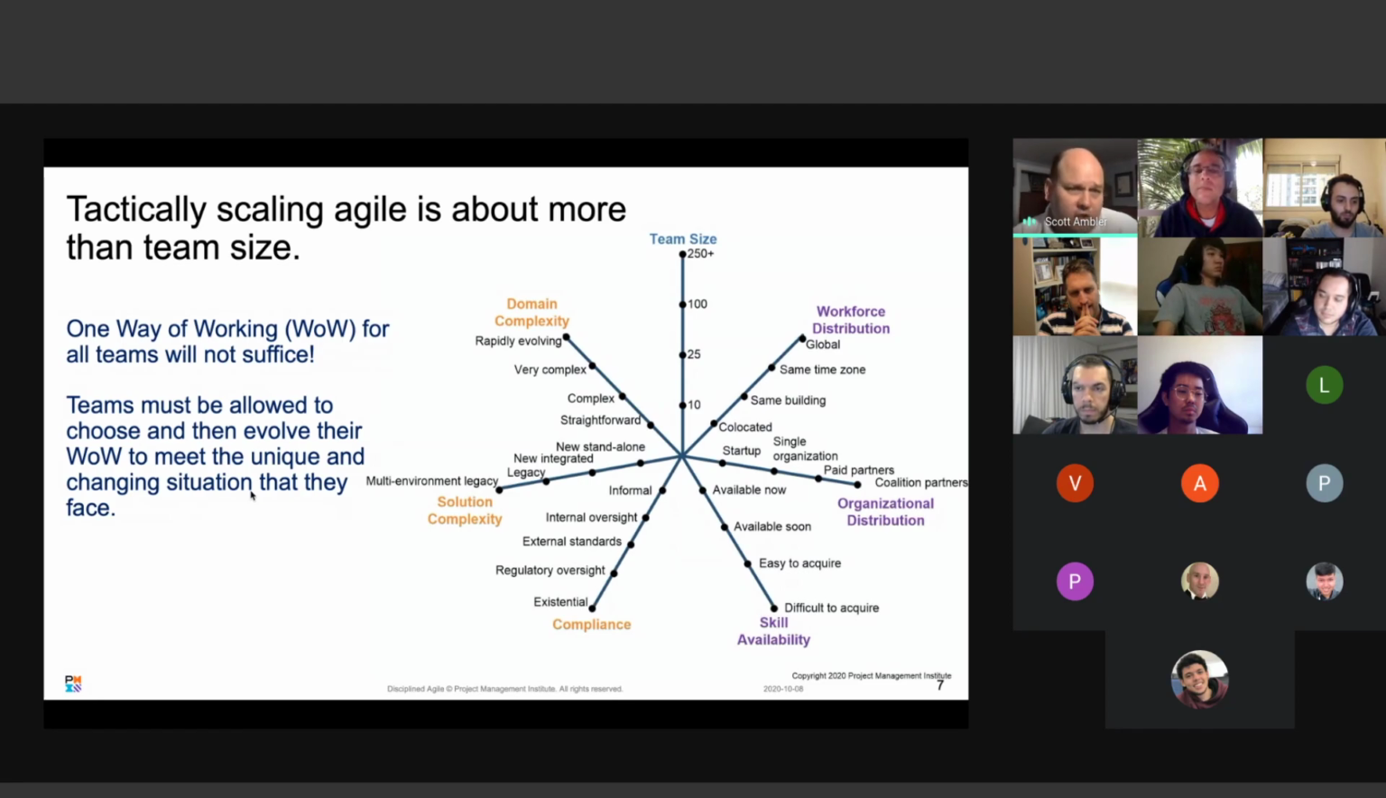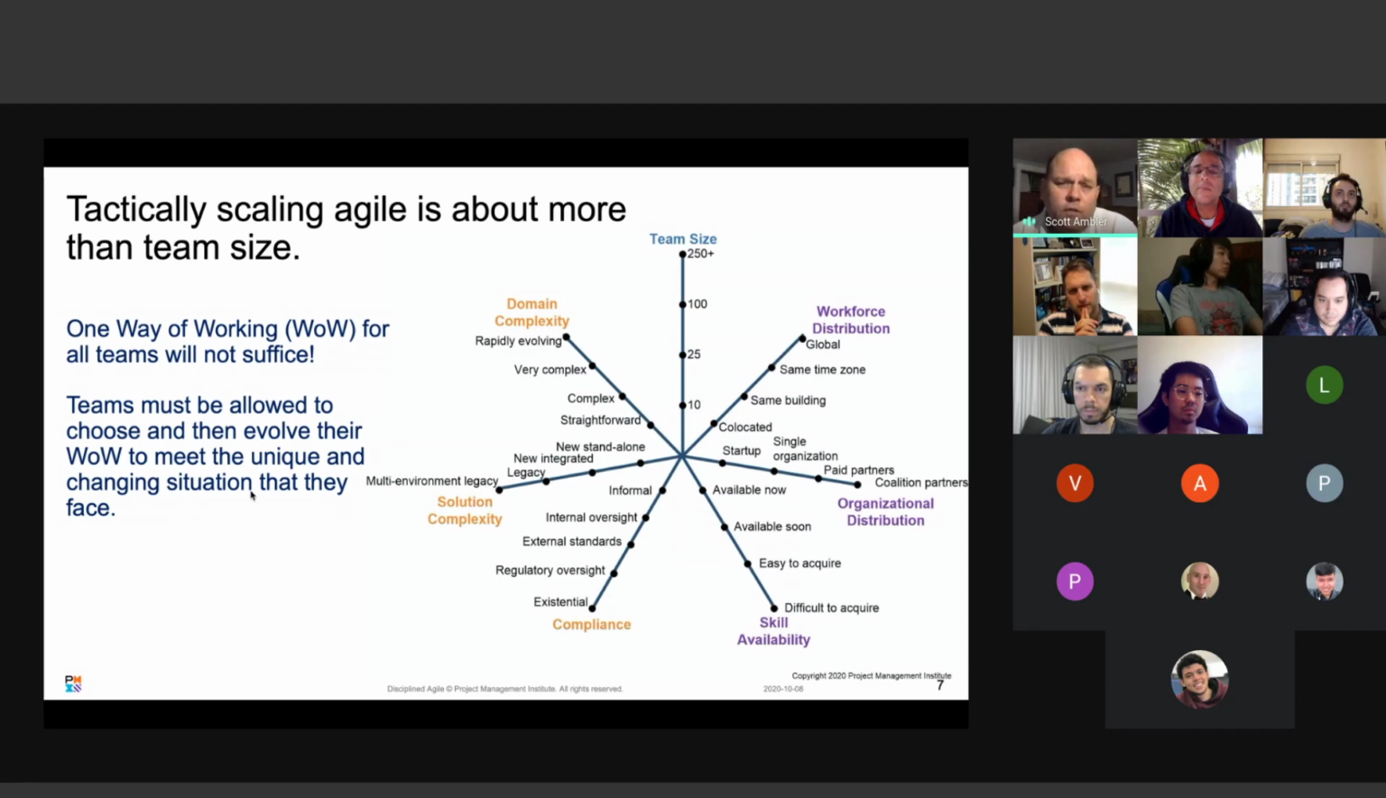So a small team works differently than a big team. A team taking on a simple problem works differently than a team taking on a hard problem. These are inherent things that we know. So different teams in different situations will work in different ways, and so we need to be flexible enough to address the situation that we face.